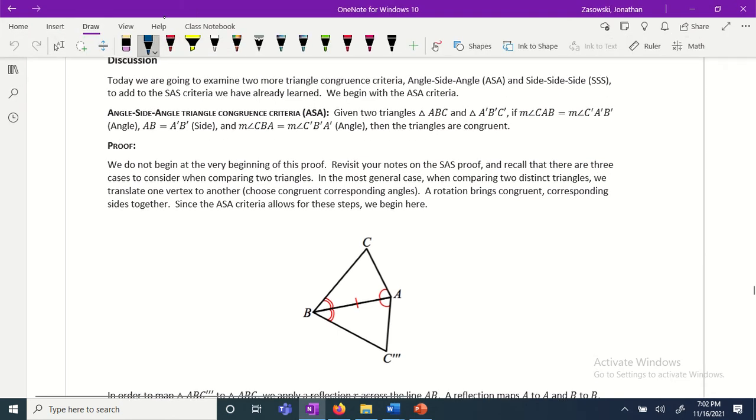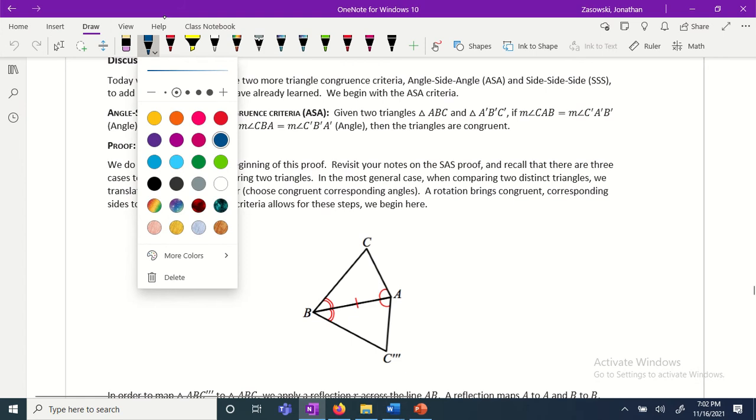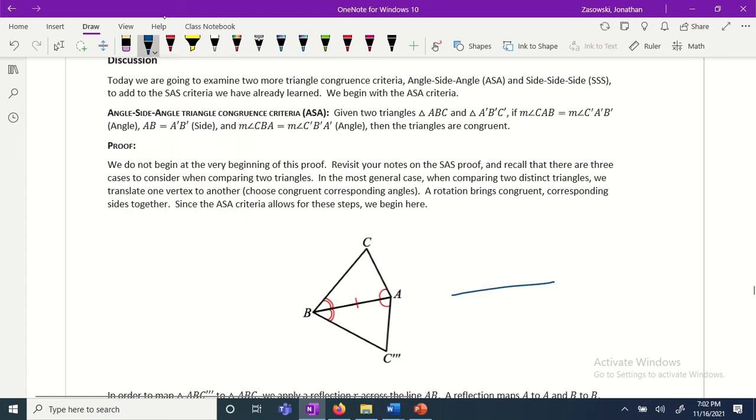Another way to think of it is if I gave you a length of a side and had lasers shooting out at certain predetermined angles. Let's say this was 35 degrees, and this laser was shooting out here at 40 degrees. There's only one spot where these lasers are going to hit. They can't be moved because these angles are fixed. So as long as I gave you a set length, you can only make this triangle. That's essentially what we're trying to show here.